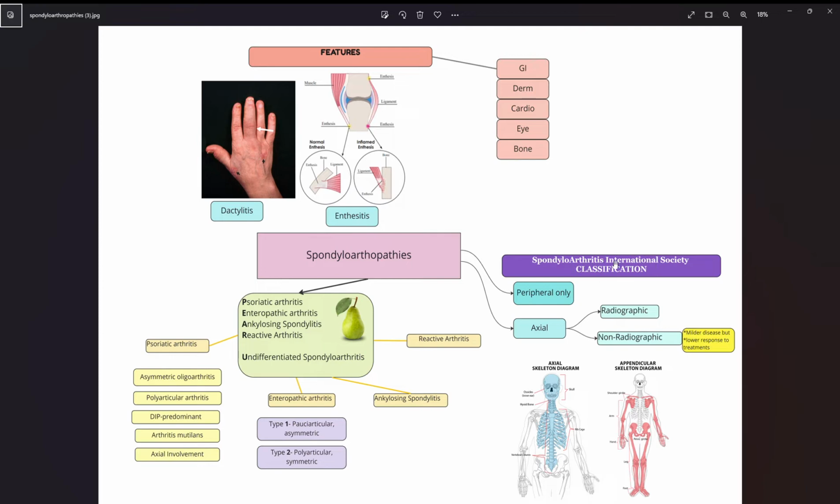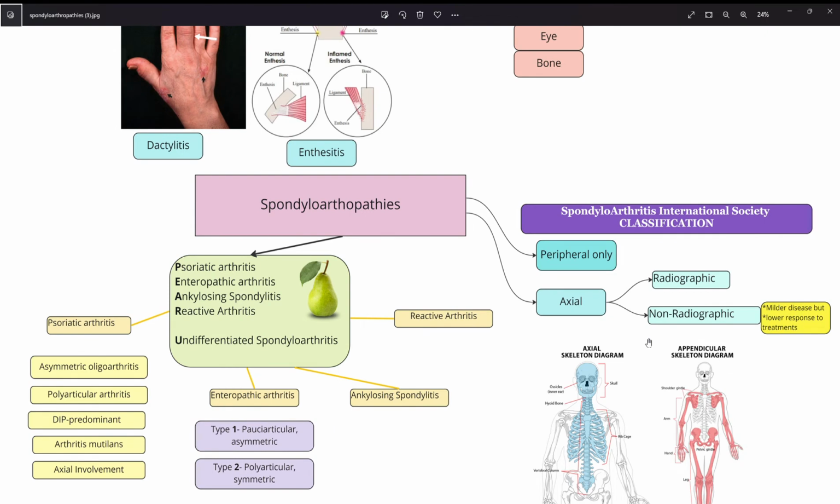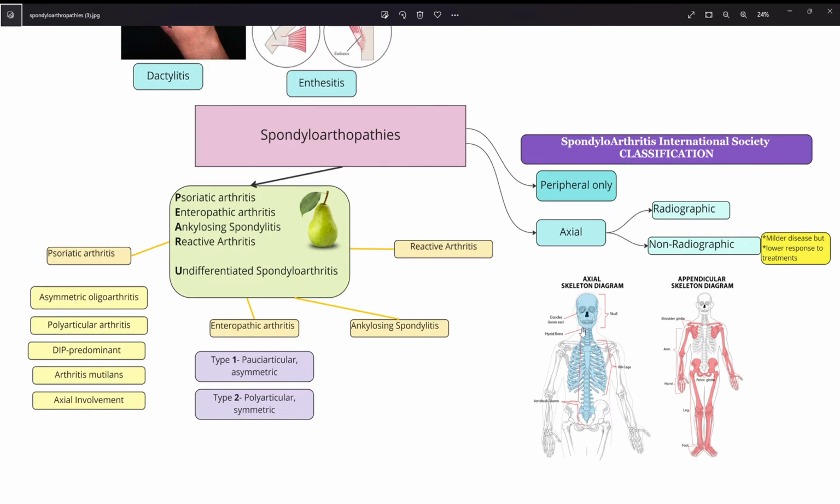And so besides this way of categorizing it, the Spondyloarthritis International Society actually has their own classification. This is an organization that started in the 1990s. And they base it on what part of the skeleton is involved. So if we look down here at the peripheral, appendicular skeleton versus the axial skeleton, the axial skeleton is just the skull down to the sacrum, and the appendicular is everything else, right? So the shoulder and distal to that, and the pelvic girdle and everything distal to that.